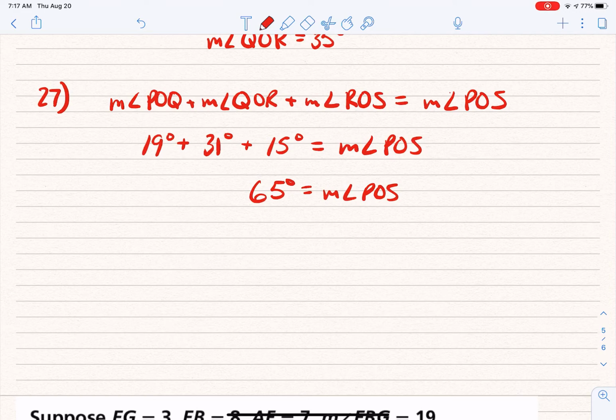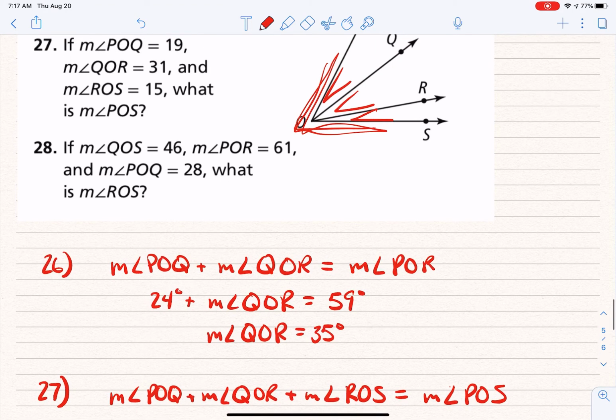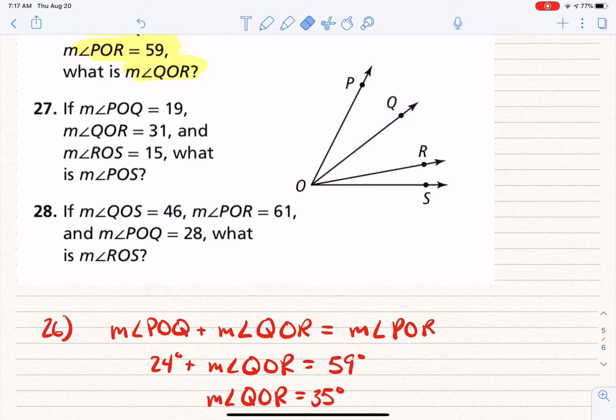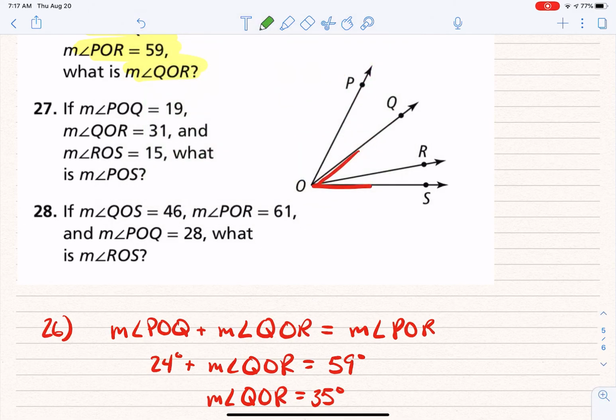All right, lastly, number 28. 28's got a little bit more going on with it. It's actually two problems in one. All right, let me get rid of all this extra stuff here. On number 28, we're given the measure of angle QOS, and we're given the measure of angle POR. Notice with POR and QOS, those two kind of overlap each other. Okay, they overlap on QOR, this region right in here.